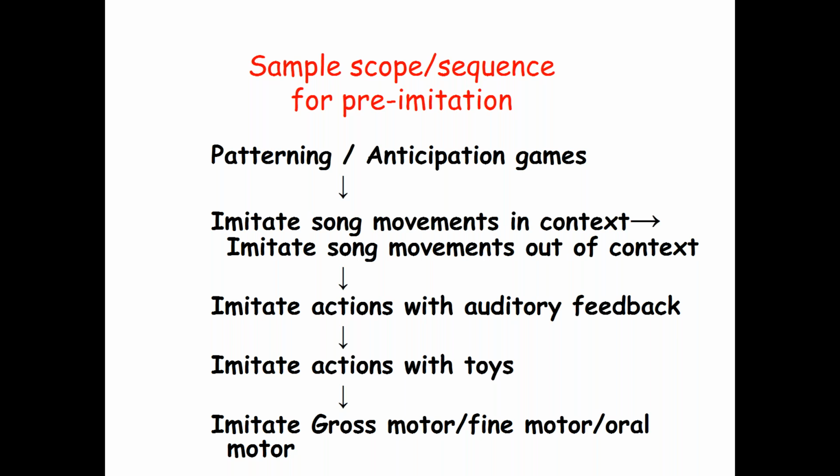So what we ended up doing then was imitating actions with auditory feedback so that he would imitate the auditory. So I would take the Duplo block and hit it up against the wall, and he would imitate hitting it up against the wall because that sounded different than hitting it on the table. Then we would imitate actions with toys, and then finally we got gross motor, fine motor, and we could kick into that scope and sequence where that was a tool skill for everything that came above it.